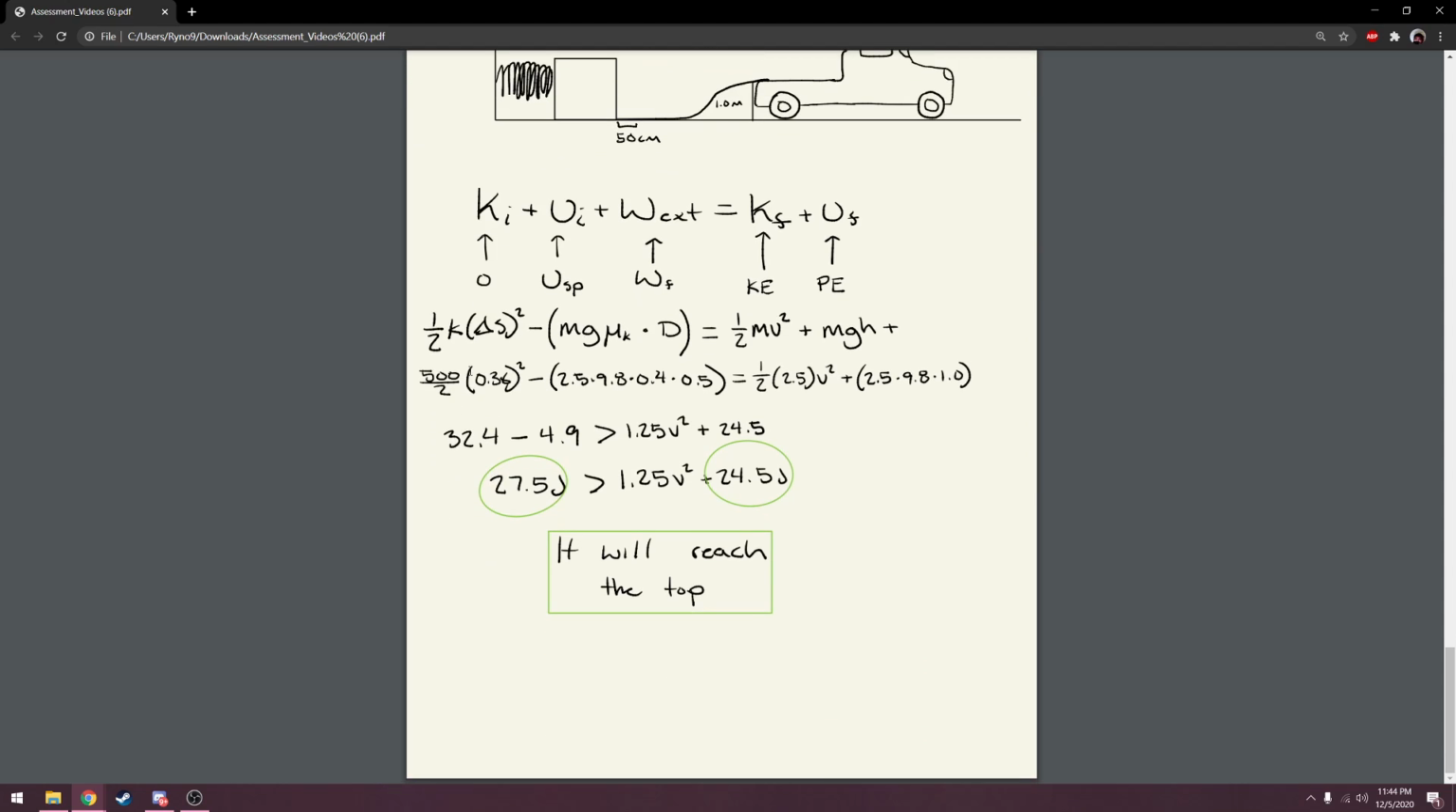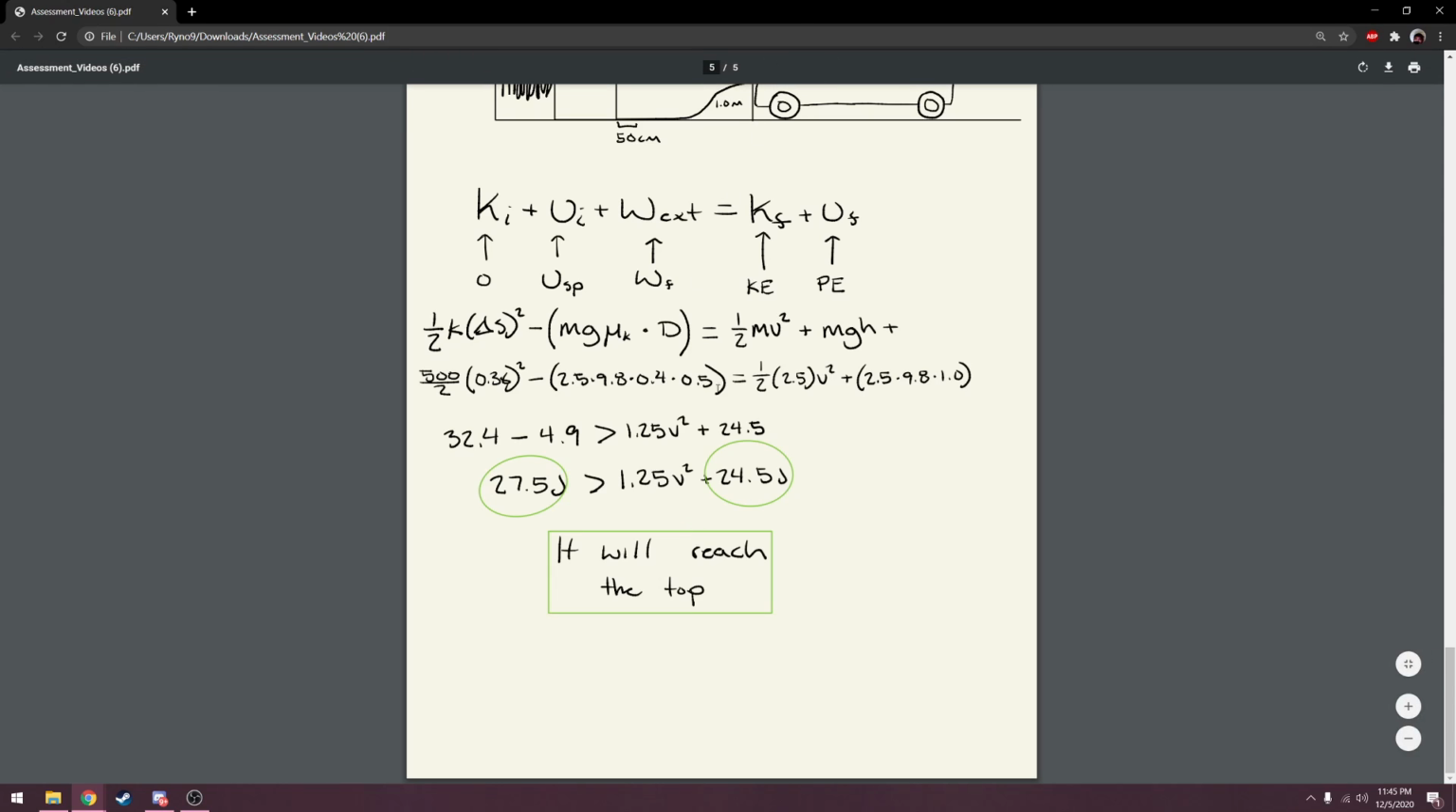So we plug in all these numbers, we get 32.4 joules minus 4.9. That's the work done by friction, the external work done by friction. It has to be greater than the kinetic energy and the potential energy, which it is. And because of that, because the energy we start off with is greater than the energy that we need to get up there, after we subtracted that external work from the friction, that means that this crate has enough energy to reach the top going at a certain velocity.